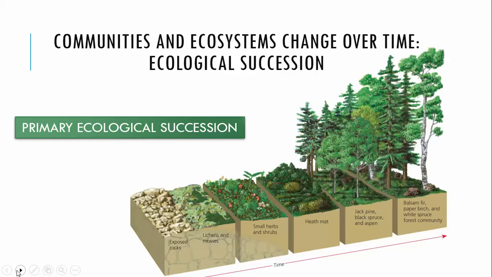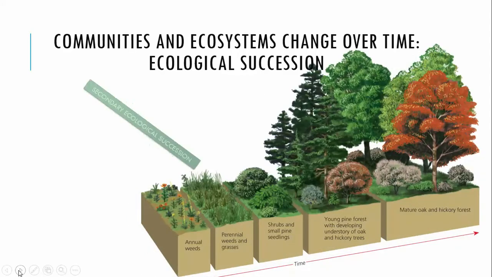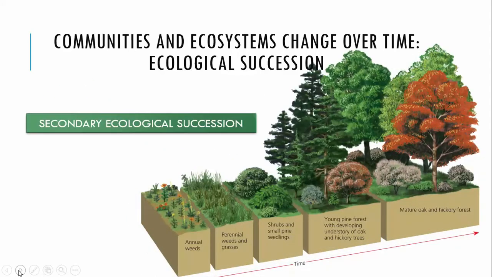Now, secondary ecological succession takes place where an existing community has been cleared by events like fire, tornado, or human impact, but the soil has been left intact.